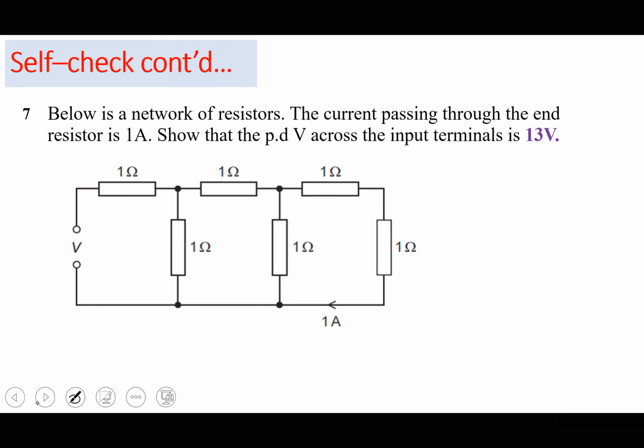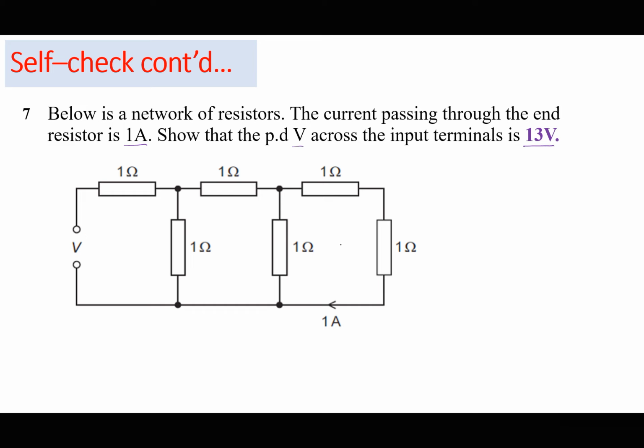Below is the network of resistors, and the current passing through the end resistor, I1, is 1 ampere. Show that the PD across the input terminals is 13 volts. So we want to show that the PD here is 13 volts.